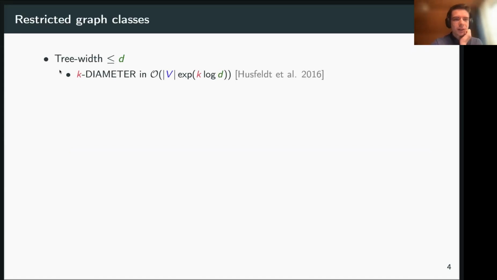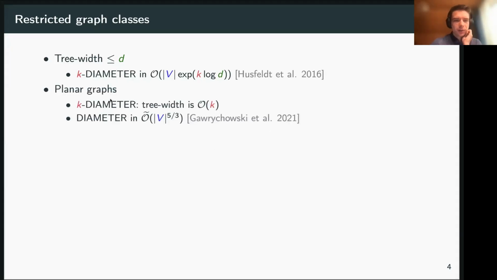So one such class that's very popular, I suppose, is graphs of bounded tree-width, where tree-width is bounded by a constant. And it has been shown that in this case, we can answer K diameter in linear time if we assume that both tree-width and the parameter K are constant. We have exponential dependence here.